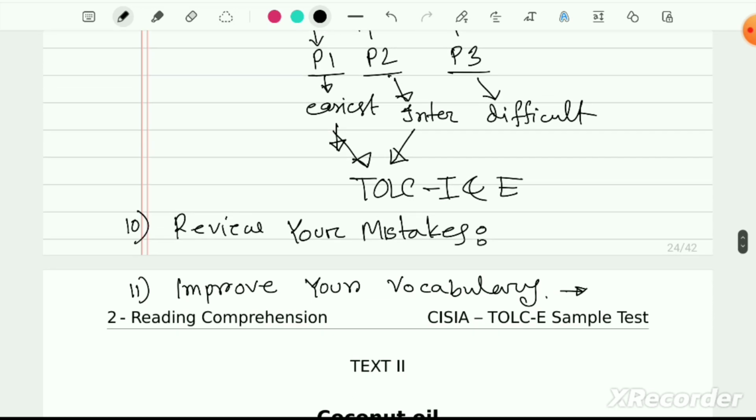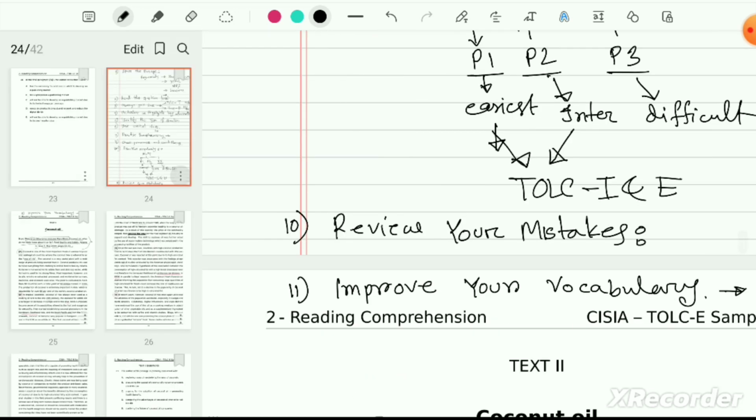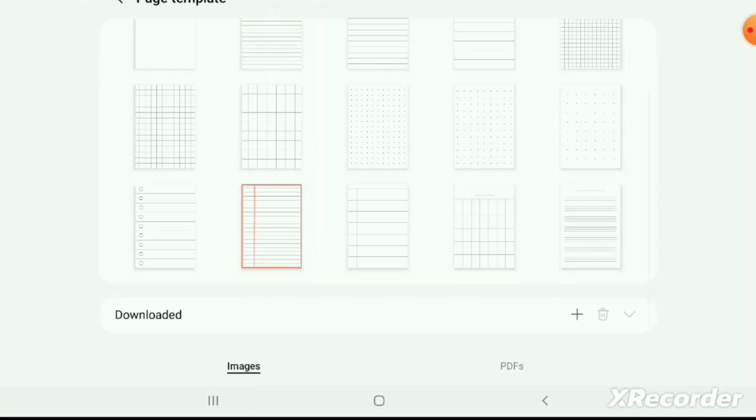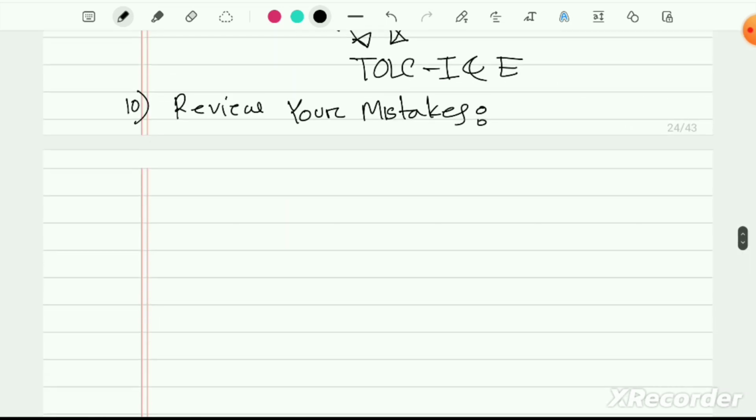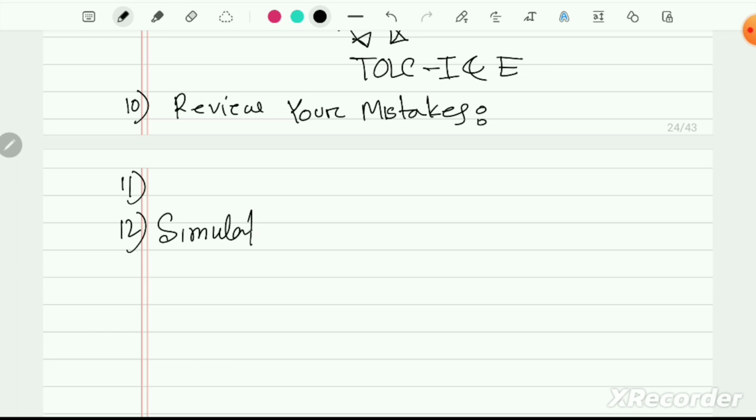Okay, I have some other tips. Let's add another page as I want to show you. Okay, 11 I already wrote there. Now let's move on to 12. Not improve, sorry, it's actually simulate exam condition.